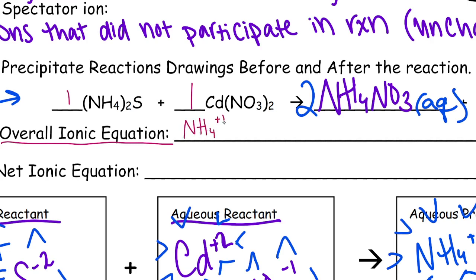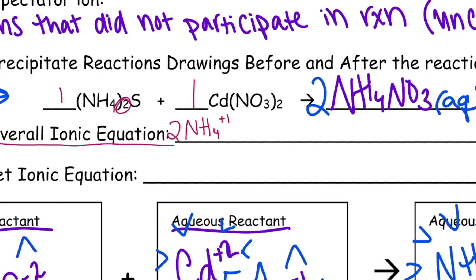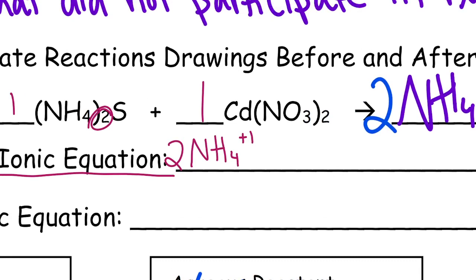NH4 plus 1 ion. But I don't just have 1 of them, I have 2 of them, and I can tell because of that subscript. That tells me that I have 2 of these things. So I'm going to use a coefficient of 2 to indicate that I have 2 of them. So I've taken care of that one.